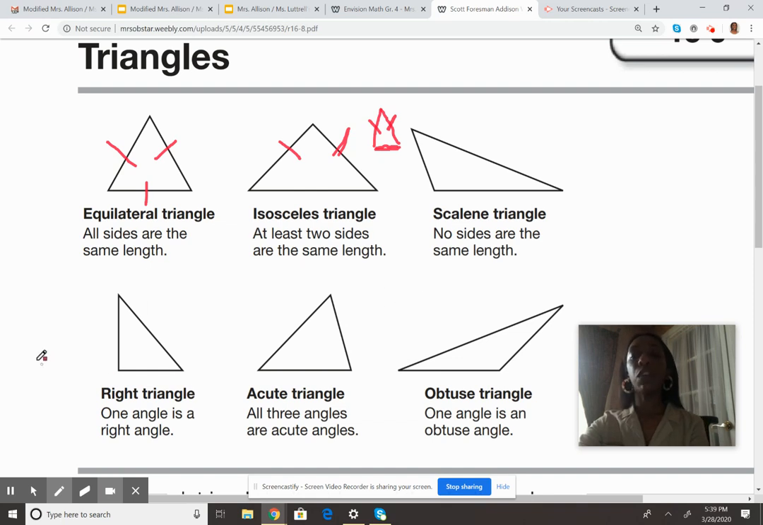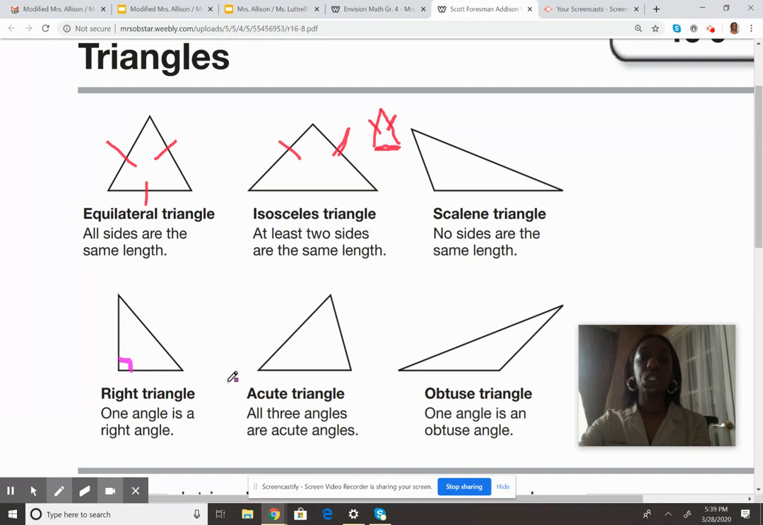Let's move on and review how to classify a triangle by its angles. First, we have a right triangle. How do we know that it's a right triangle? It has one angle that is a right angle. So we can indicate that angle to be a right angle by drawing that box right there. We can see that that's a right angle. So when one angle is a right angle, you would say that is a right triangle.